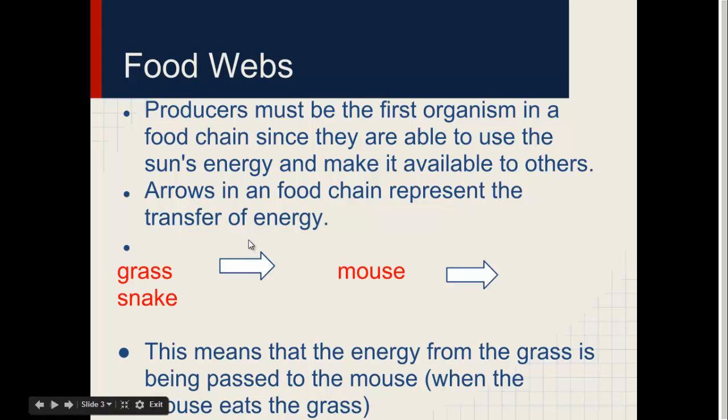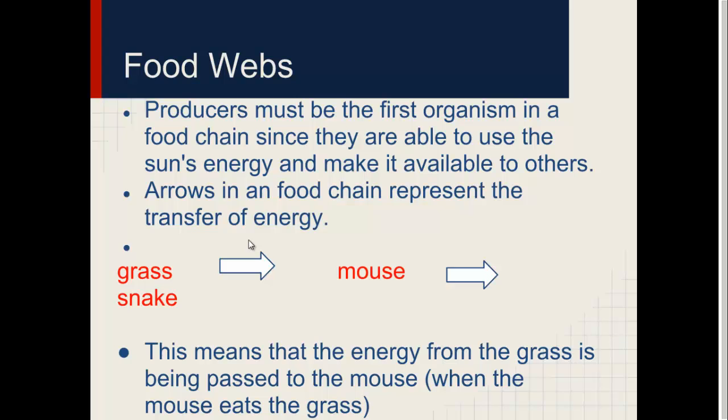Since producers are the ones that start off the energy transfer, they always need to be the first ones in a food chain. So as I wrote, producers must be the first organism in a food chain, since they are able to use the sun's energy and make it available to others. If we had a constant source of energy, but we didn't have a producer, we wouldn't get anything from that energy source. The only way we're able to use the sun's energy is by either eating plants or eating other animals that have eaten plants. And again, those plants have already converted the sun's energy.